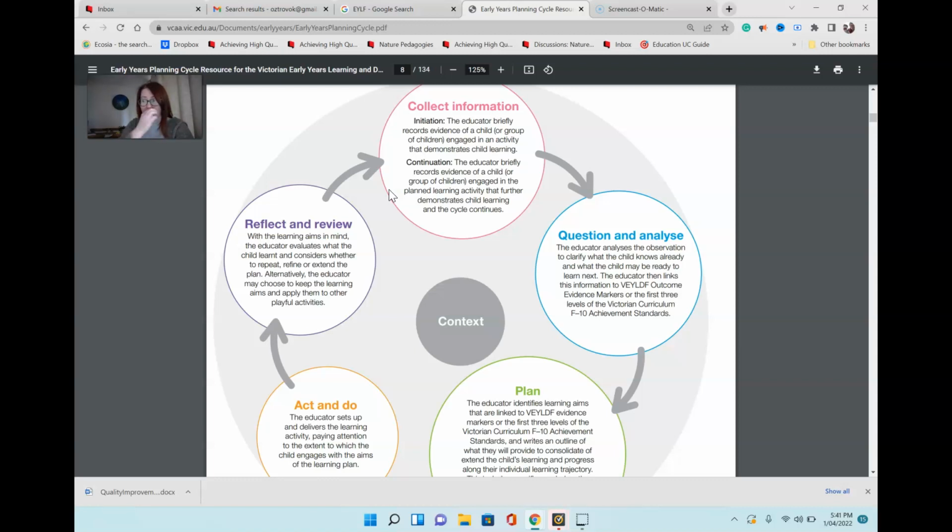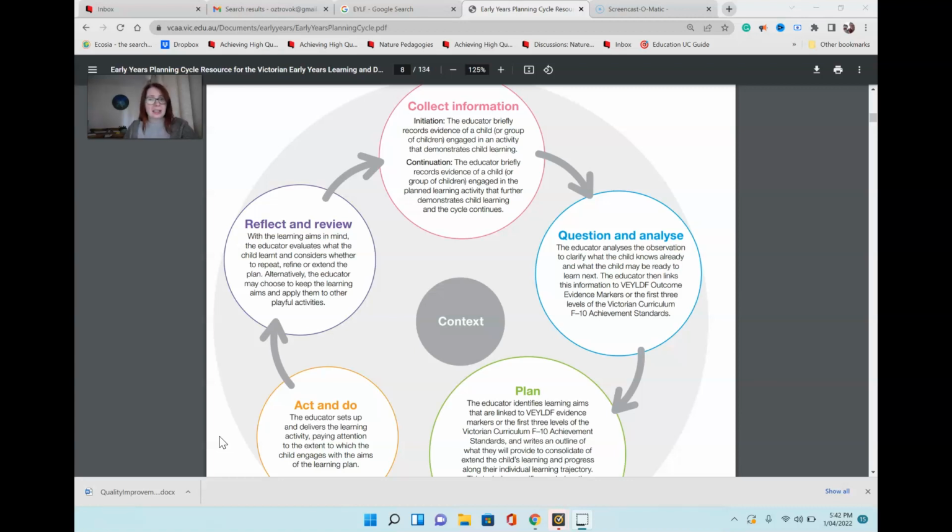So this context is very, very important for planning, because it should inform all the planning, and it should be reflected in how you collect information, how you question and analyze it, how you plan for experiences. Also, it's about how you implement the experiences and reflect and review them. So as you can see, this cycle introduces 5 important stages of planning.